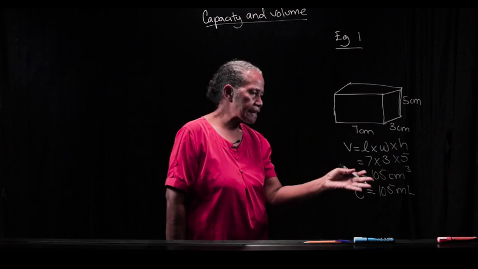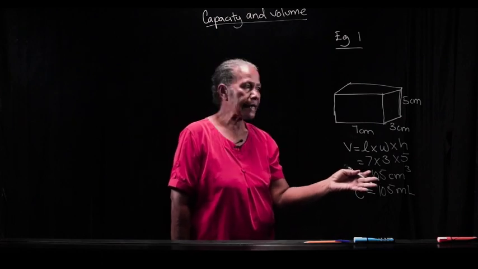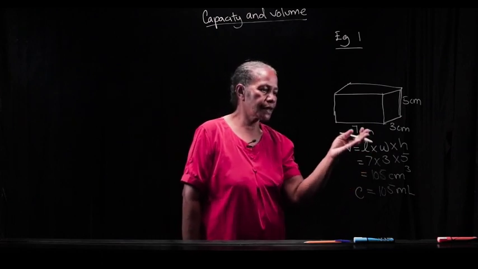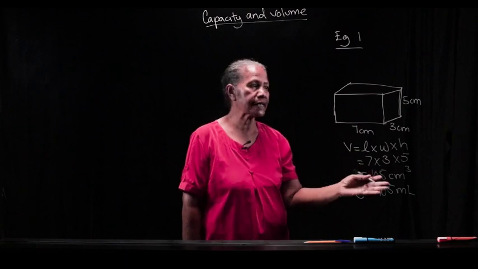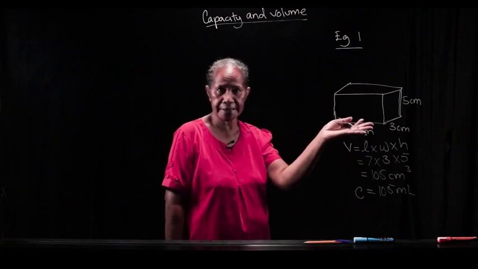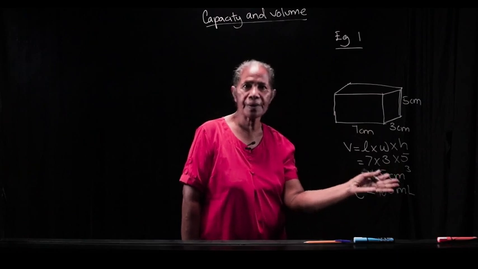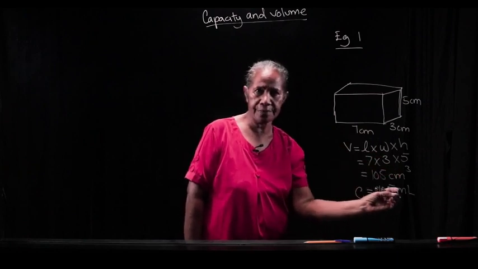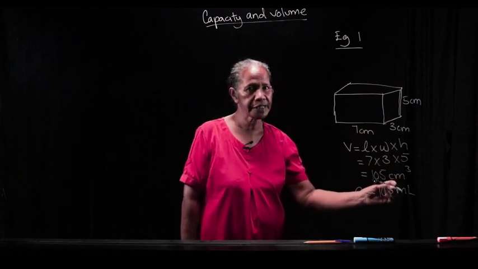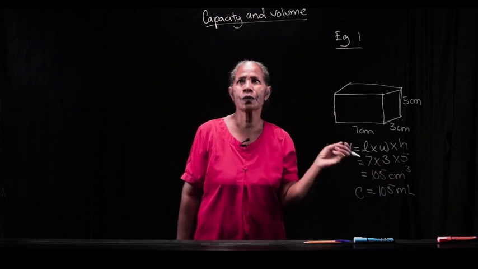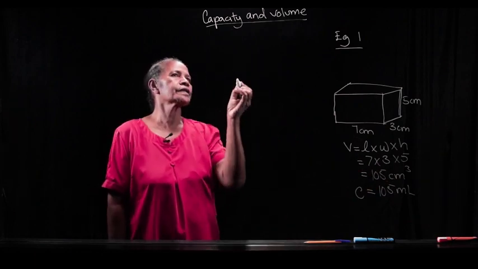Why are the capacity and the volume still the same? It's because the capacity is for the full tank. That is why it has the same working out as the volume, and the amount is the same. It's just the unit that is different. So we will go to example number 2.